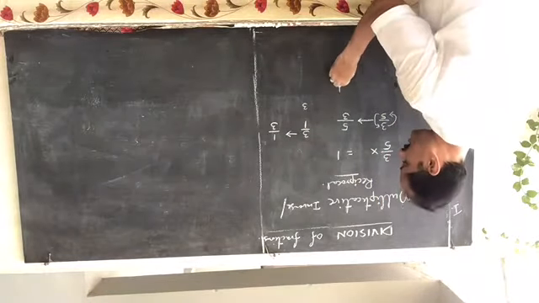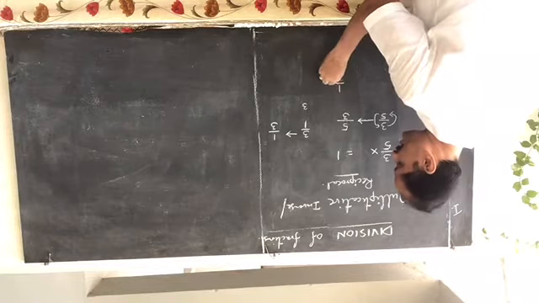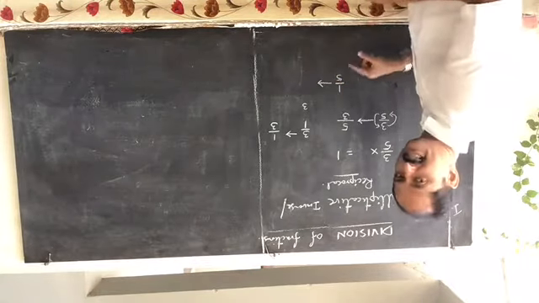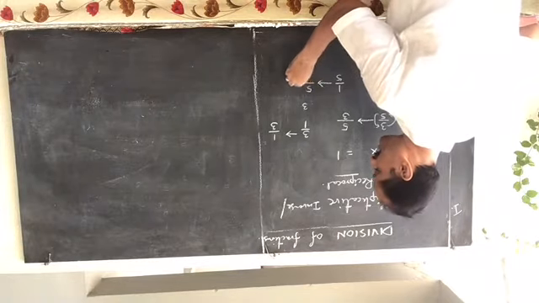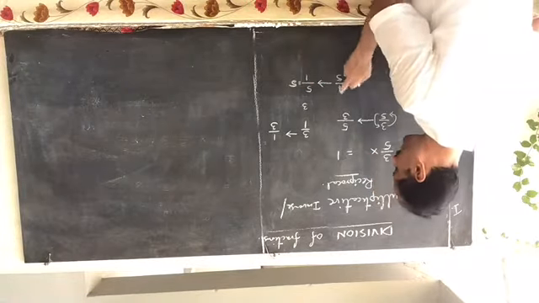If you take 1 by 5, what is the reciprocal of 1 by 5? Just change the numerator and denominator. Then what does it become? 5 by 1. 5 by 1 is nothing but 5. And the reciprocal of 1 by 5 is 5.